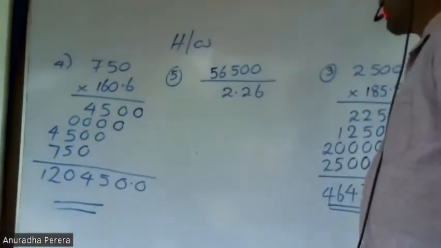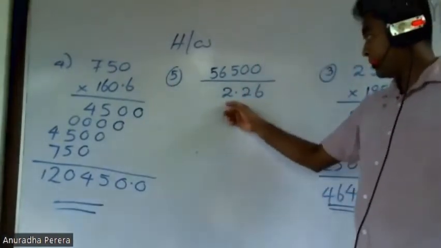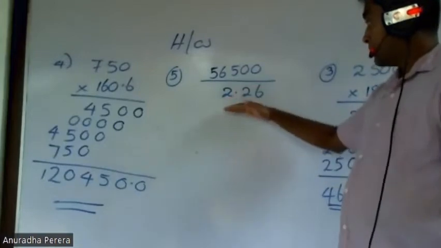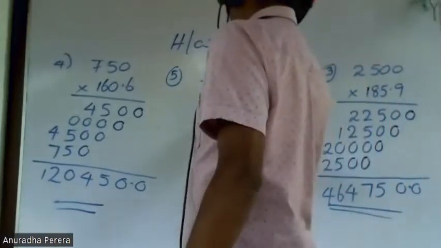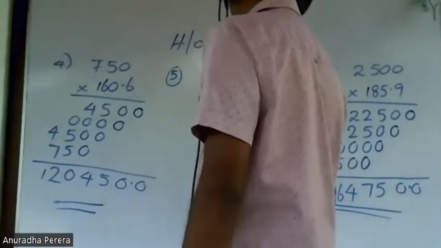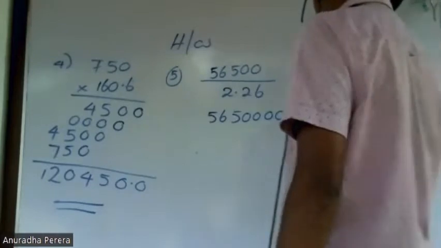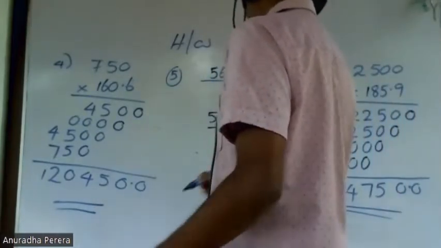To divide this, you can multiply to obtain the denominator as a whole number, multiplied by 100. Not only the denominator, the numerator also by 100. This becomes 5,650,000 divided by 226.